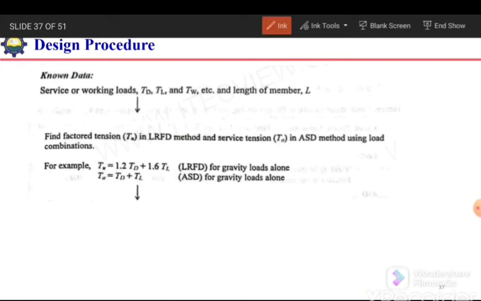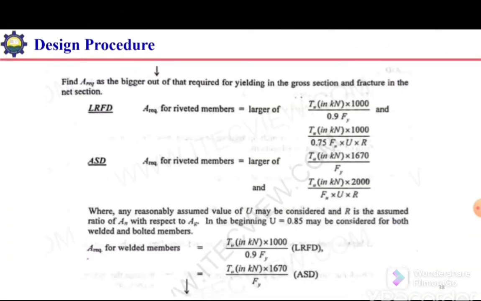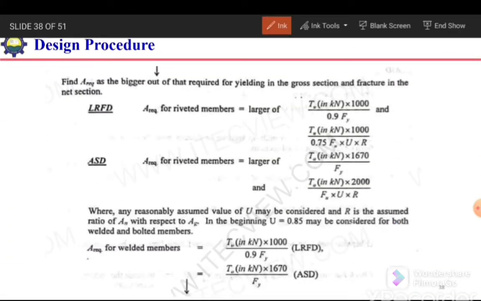Okay, next is design procedure. To design, first of all, we need to know about the applied loads that we can get from the analysis. Once we have the applied loads, dead load, live load, and wind load, and we also have the dimension of the member, the next step is to calculate the factored value. If we are using the LRFD design method, then we need to convert them into factored loads. Once we have the factored load, the next step is to calculate the required area, or we need to select the trial section.